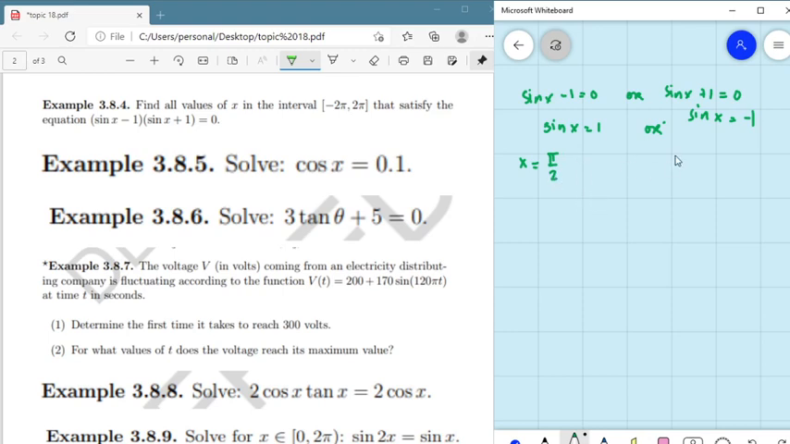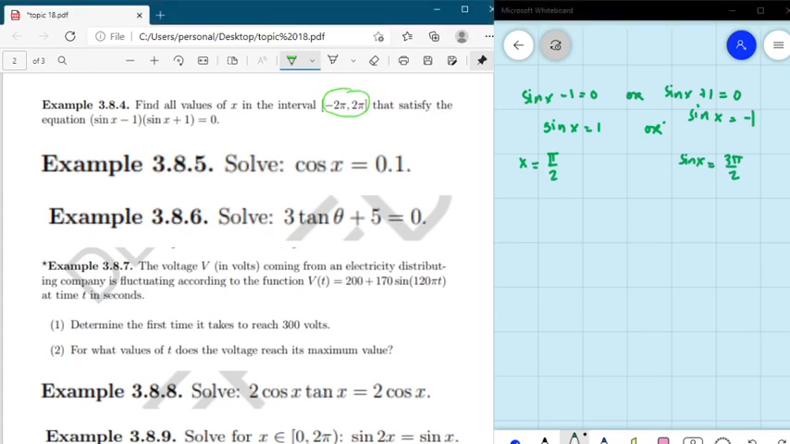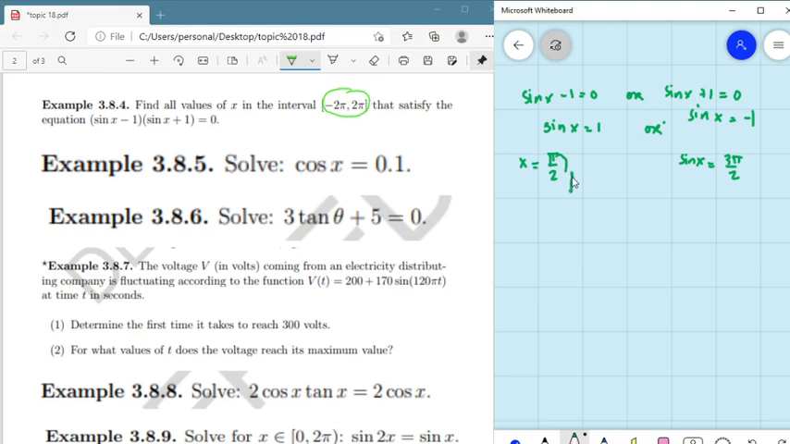And in here, sine x squared is 3 pi over 2. Or it can be negative 3 pi over 2 here, or it can be negative pi over 2. So, since negative is also given, negative 2 pi or 2 pi. So, that's why it can be this.